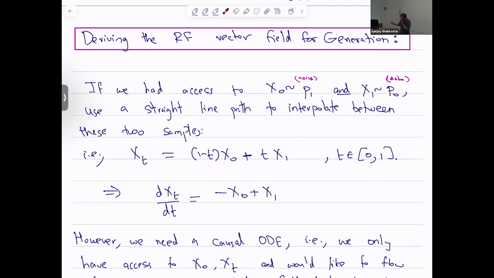Good so far? Which means dx by dt, I'm taking the derivative with respect to time. These are fixed. So this is 1, and the derivative of this is minus 1. So it just says minus x0 plus x1. So this is a differential equation. The problem is this is not causal. Traveling along this requires you to know both endpoints. It's not enough to just know one endpoint. So what is an approximation we can do to make this causal?